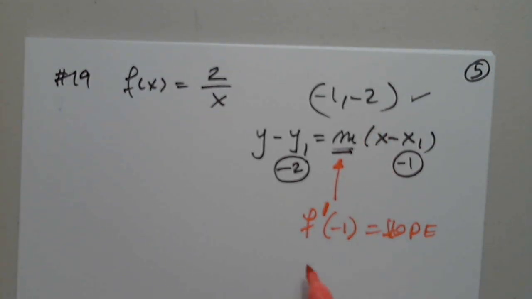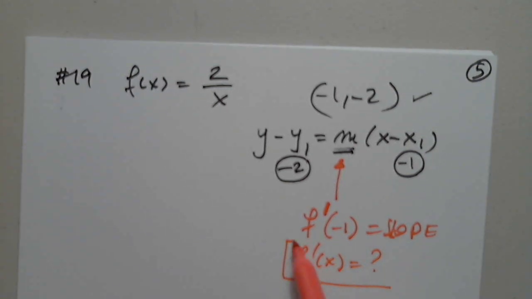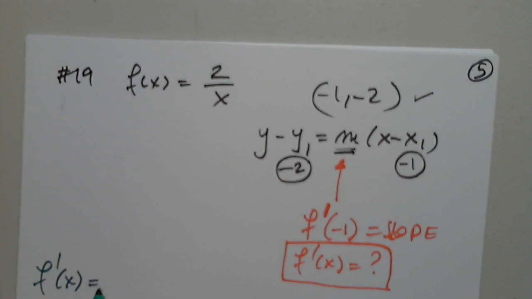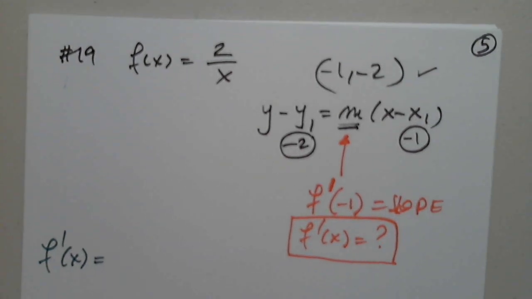But I have to determine f prime of x. This is my first step. Once I have f prime of x, I'll plug in -1. Can anyone tell us how to find f prime of x for this function? What do I have to write? How do I find f prime of x? What did we say f prime of x was equal to?